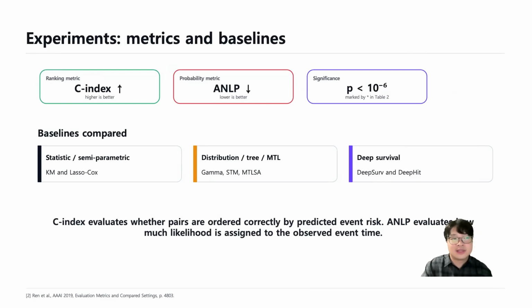The paper compared the datasets with several baselines. The statistical and semi-parametric baselines include KM and Lasso-Cox. The distribution-based and tree-based multitask learning baselines include Gamma, STM, and MTLSA. The deep survival baselines include DeepSurv and DeepHit. This means DRSA is compared not only with classical survival models but also with strong deep learning baselines.